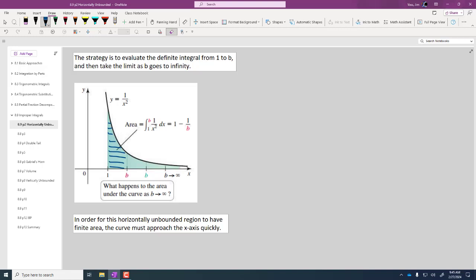That's our goal. So with this first one, here's our function, 1 over x squared. And so what we are trying to figure out, the area, is the integral from 1 to infinity of x to the negative 2 dx.